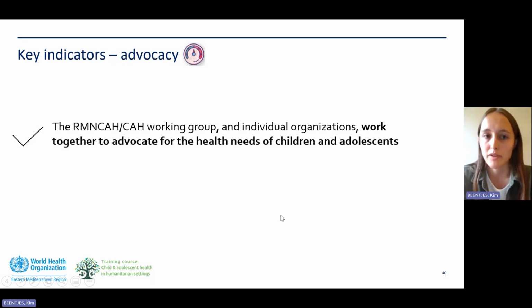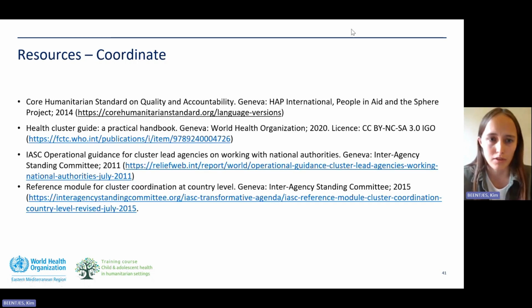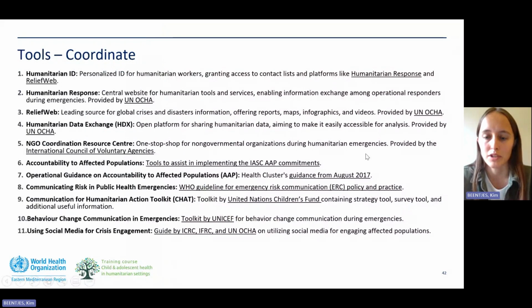Then here I put some references which you can use. You can also find these in the guide. And then I also put some tools that can help you improve your coordination within your team. That can also be found in the guide again.